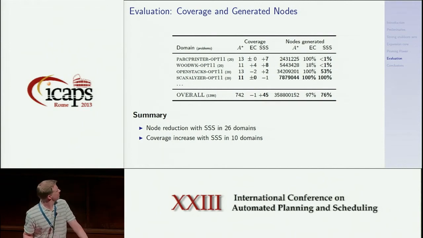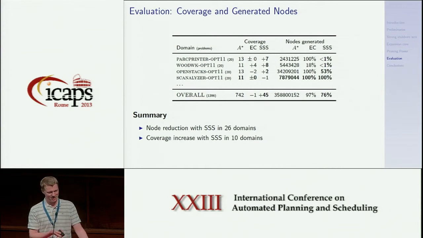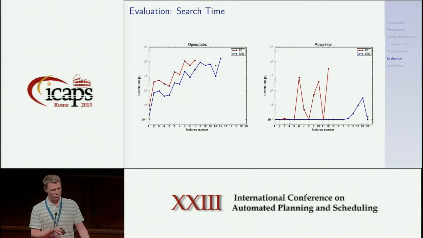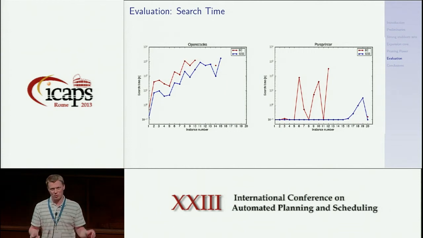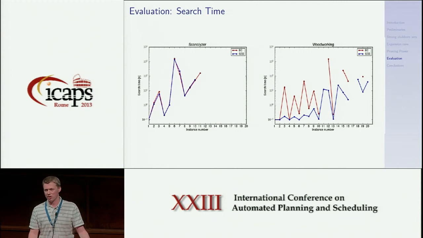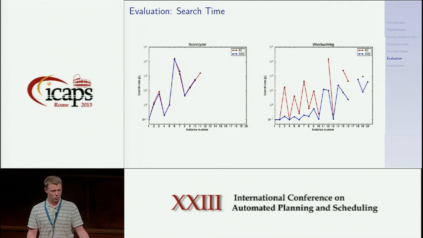So overall, we got a node reduction with the strong stubborn sets in 26 domains out of 44, and a coverage increase in 10 domains. Maybe a very short look at the runtimes in more detail. In these domains, OpenStacks and Parc Printer, maybe I just skip this for time reasons. We got one order of magnitude speedup in OpenStacks, several orders of magnitude in Parc Printer. In Scanalyzer, where we do not get pruning, the search time is roughly the same. And again, in Woodworking, we get several orders of magnitude efficiency gain sometimes.